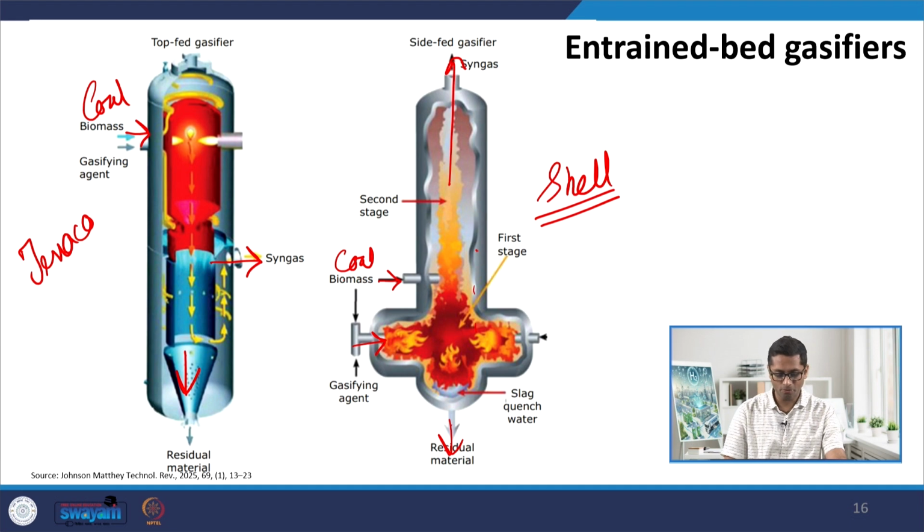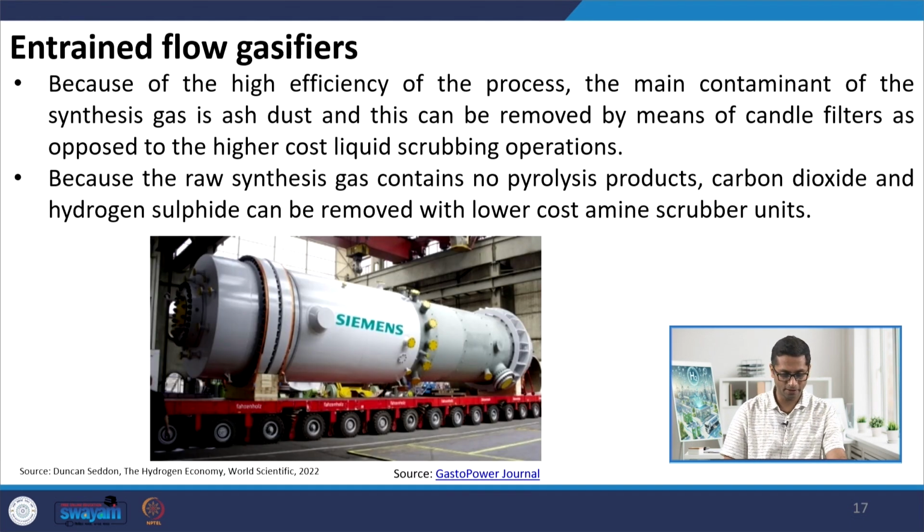With respect to the operation of the Shell and Texaco gasifiers, we need to understand that the main contaminant here is the ash that would be getting in, and that is easier to bring in. If I talk about the pre-treatment, you need the cost of pre-treatment of the coal that is coming in, and further the gas conditioning is not much required. So this is what an entrained flow gasifier looks like.